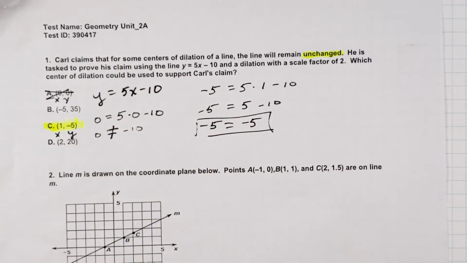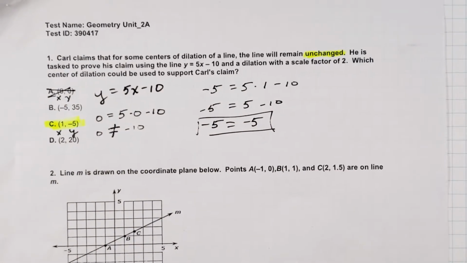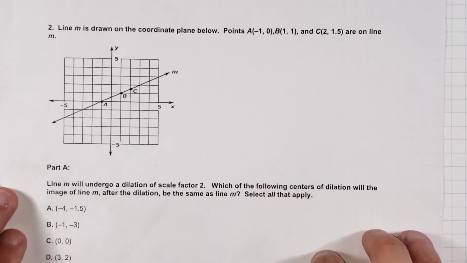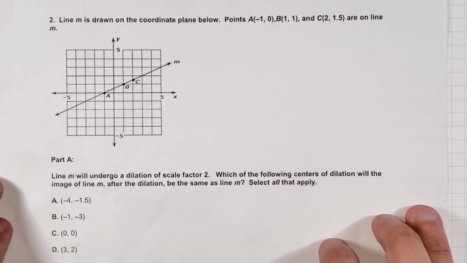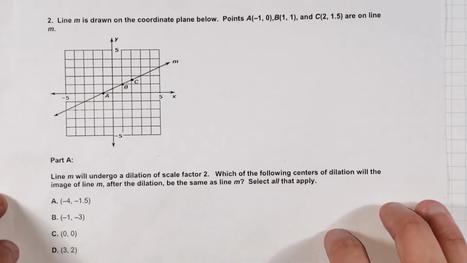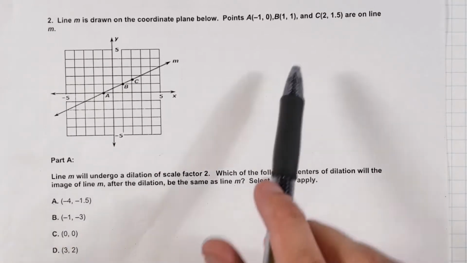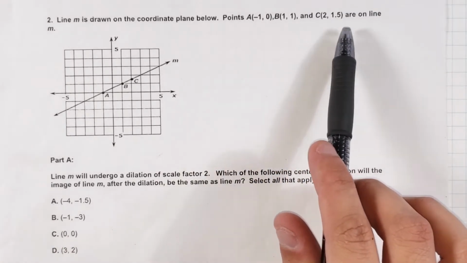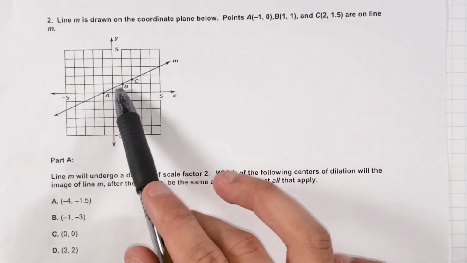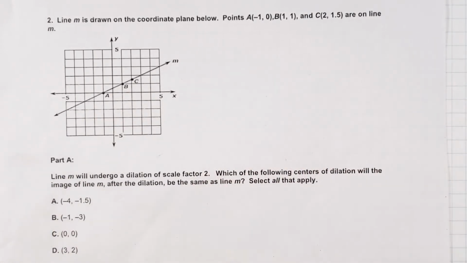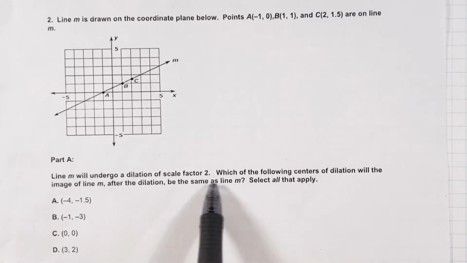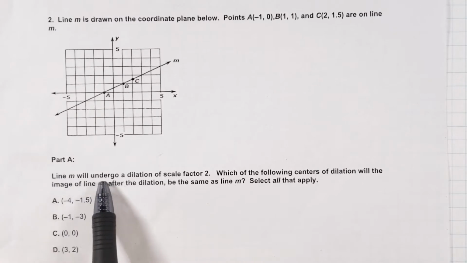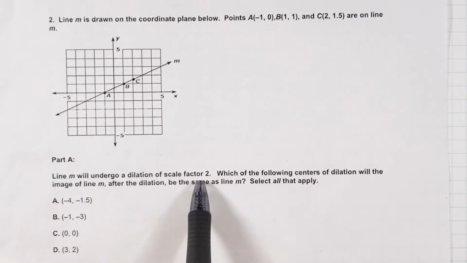All right, let's go to this next one. It says line M is drawn on the coordinate plane below. Points A, negative 1, B, 1, 1, and C, 2, 1.5 are on line M. So they pretty much just gave you the coordinates of these points. The question says line M will undergo a dilation of scale factor 2. It doesn't say about a point, so that's very important to notice here.